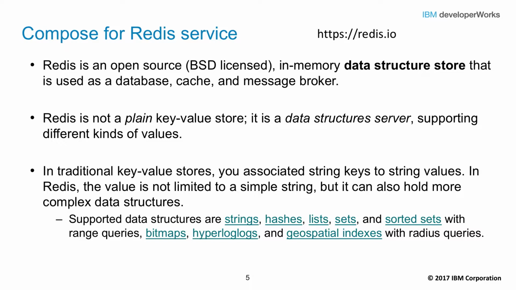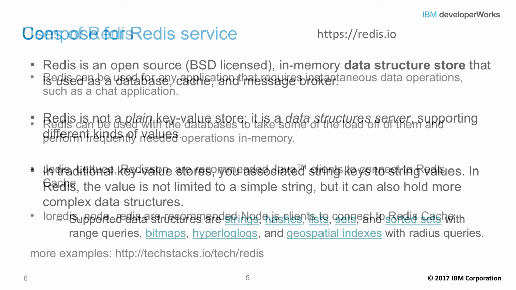You can set and clear individual bits, count all the bits set to 1, and find the first set or unset bit, and so forth. HyperLogLogs: this is a probabilistic data structure which is used in order to estimate the cardinality of a set. And geospatial items, sets of longitude, latitude, and name, which can be retrieved by key or by geographic radius queries.